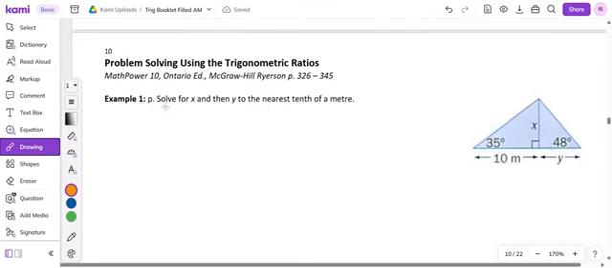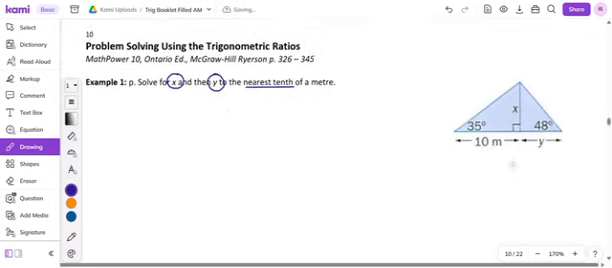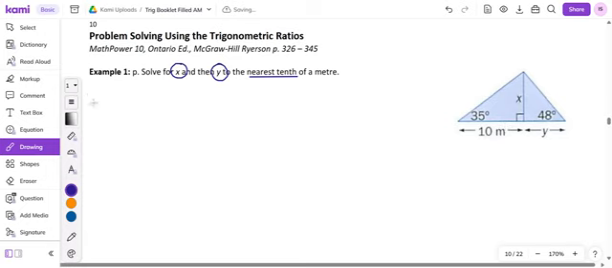So let's look at this example. Example 1, we are asked, solve for x and then y to the nearest tenth. Folks, nearest tenth of a meter, how many decimals is that? 1, because there is no oneth, right? We never say to the nearest oneth. So tenth is the first decimal. Okay, so we've got this triangle.